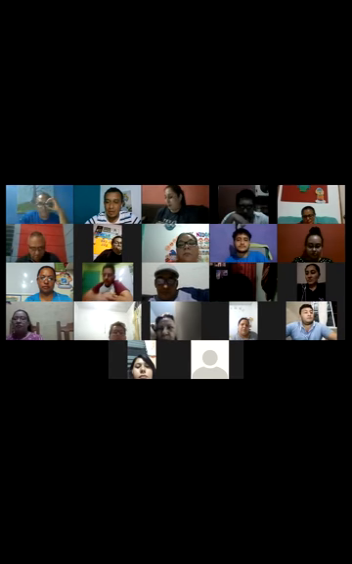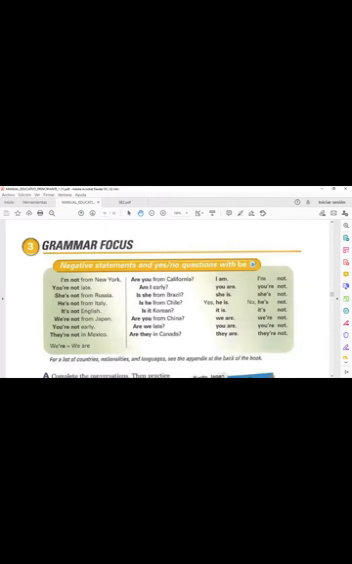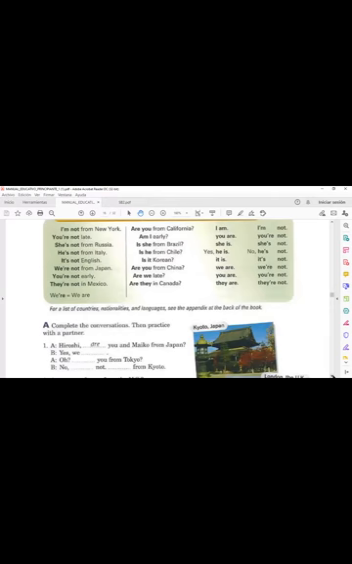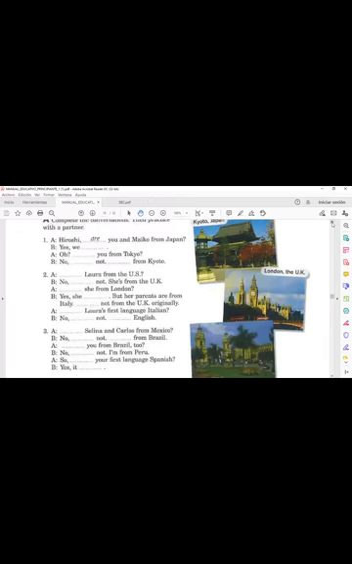The book is not open here. Que es un libro diferente. Don't pay attention to that. Okay, so listen. Here, let me see, page 16. So listen. We will complete the three conversations. We will complete using the verb to be, lo que les acabo de explicar.